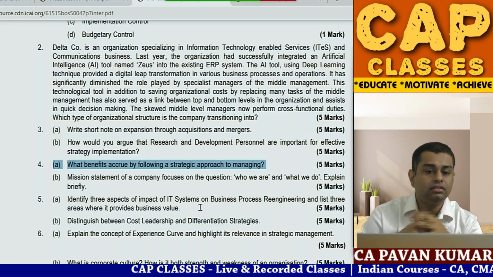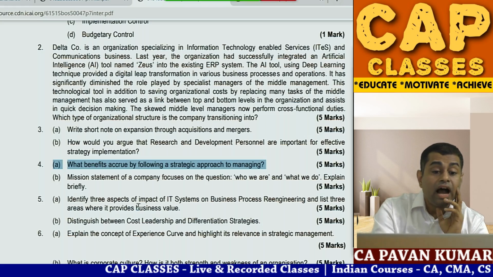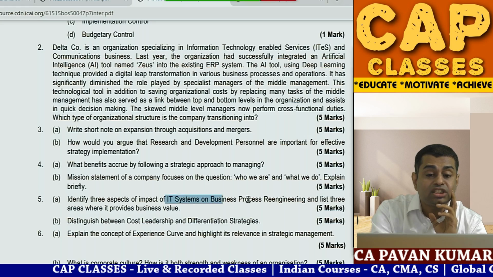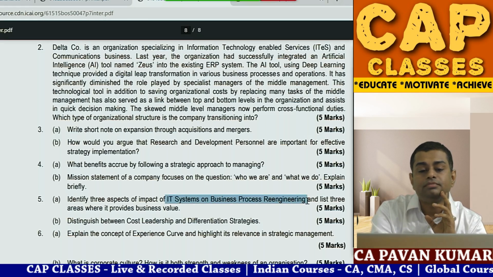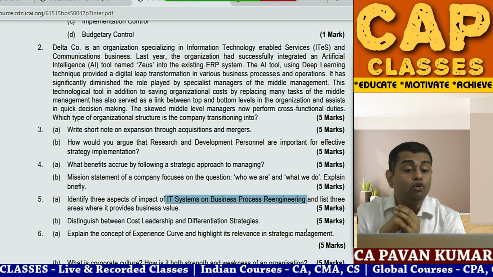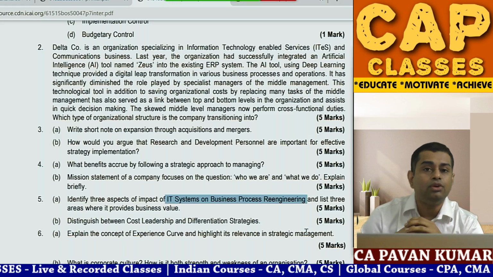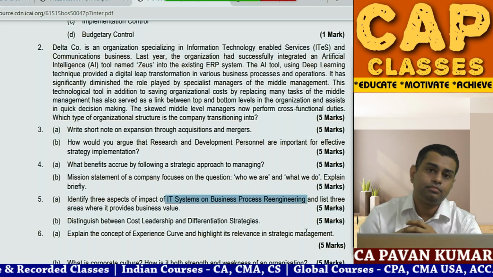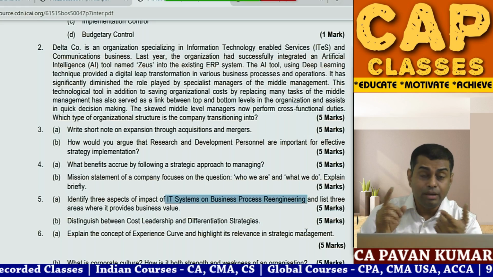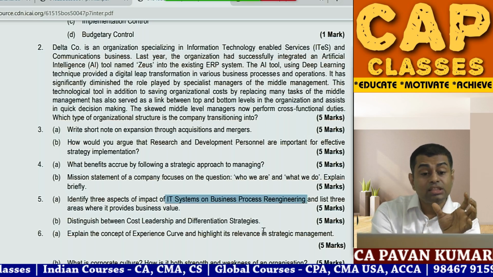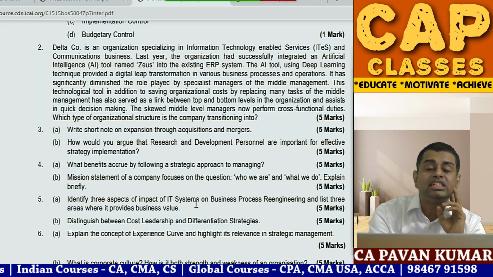That is this answer. Identify 3 aspects of impact of IT systems on business process reengineering. Again a laddu question. And list 3 areas where it provides business value: efficiency, effectiveness and innovation. Business process reengineering will improve efficiency, effectiveness and innovation.